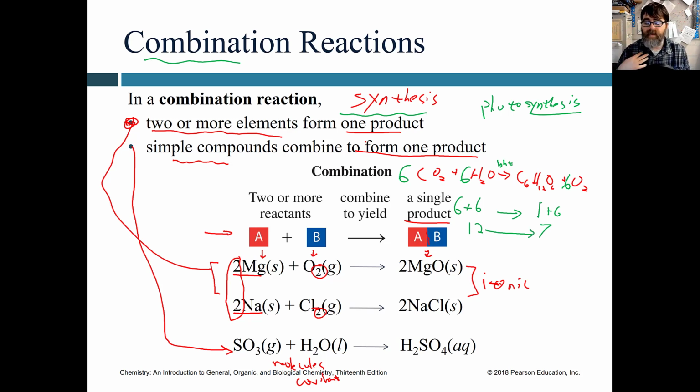And I'll be honest, I was taught synthesis. I'm going to frequently revert to saying synthesis. I'm not trying to cause confusion. It's just the way I was taught, and I do like the word better.